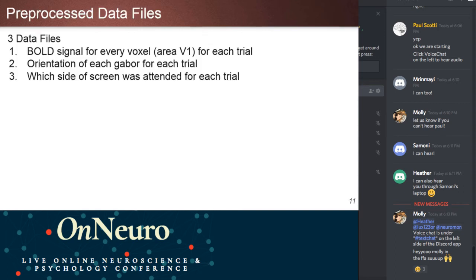So in the files that you can get from the GitHub site there are 3 different files. One is the bold signal for every voxel in area V1, early visual cortex. And there is the bold signal for every trial. There's also a file that lists the orientation of every gabor for each trial, and also what side of the screen was being attended for every trial.